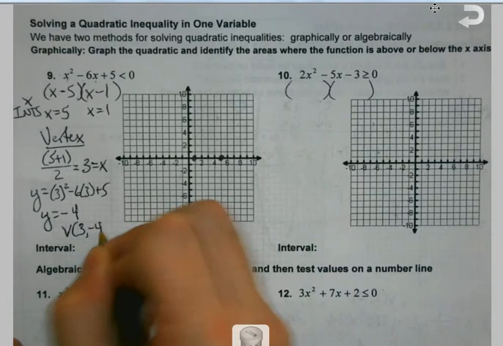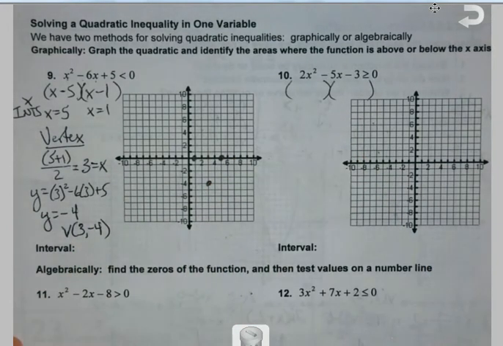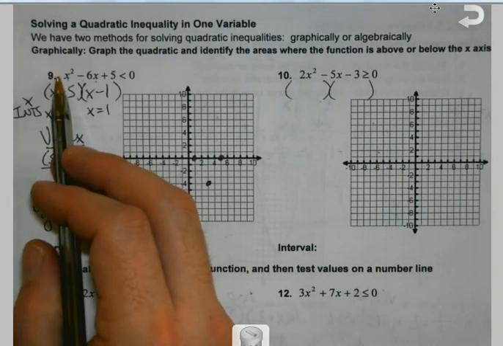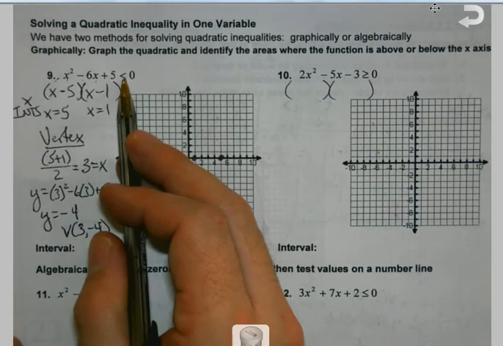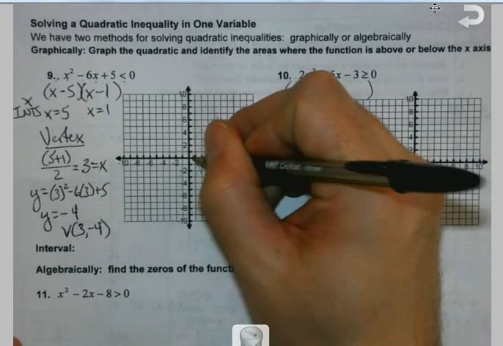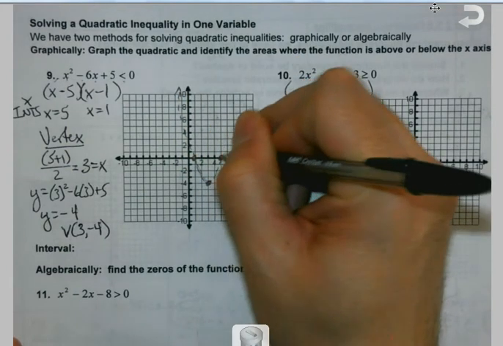So my vertex is at (3, -4). So I'm like, okay, looks like it's opening up. That's a good sign because my a value is positive. I don't have the "or equal to," so I'm going to go dashed here.